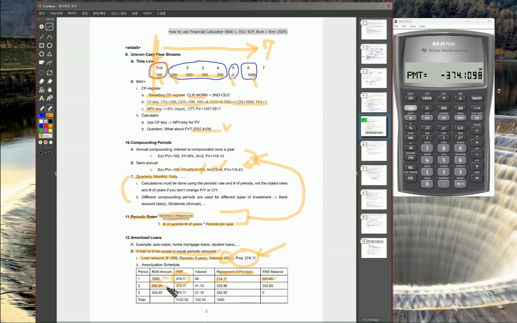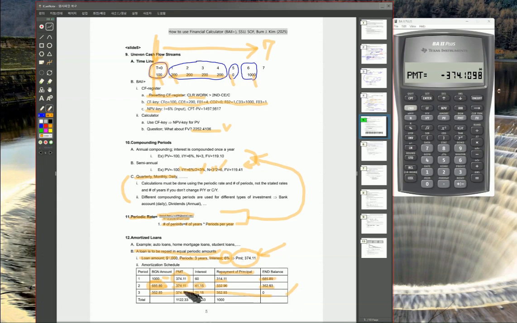Then you make a payment. Okay, you pay the interest on 685, which is 41.15, and you pay 374.11, and the interest is 41.15. So repayment of principal is 332.96. So how much remains as a balance? 352. Okay, you can do the same thing for year 3. So after 3 payments over 3 years, your loan will be fully paid.